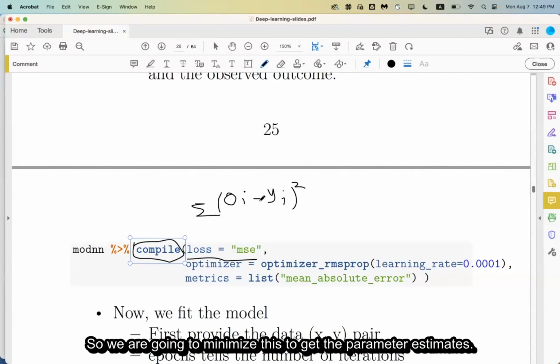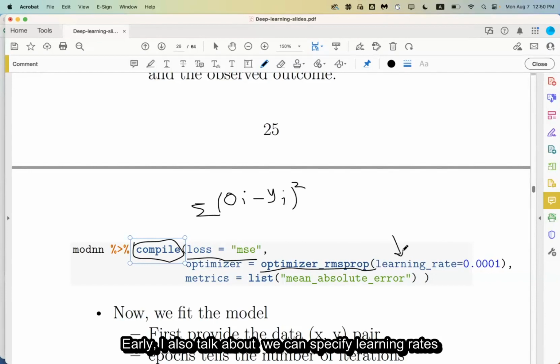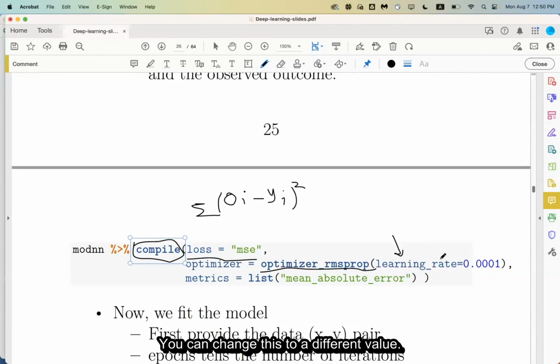So we are going to minimize this to get the parameter estimate. Then I need to specify what kind of optimization algorithm I want to use. There are many different kinds of algorithms in Keras, but in this case, I just use the RMSprop algorithm to estimate the weights. Earlier, I also talked about how we can specify the learning rate in our algorithm. Here, I set the learning rate to be 0.00001. Again, you can change this to a different value.